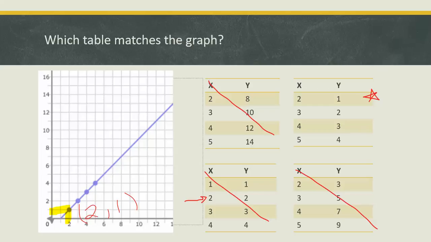Sometimes you won't be able to eliminate them that quickly, so we're going to go ahead and check a couple more points. We can also have over 3 up 2 is correct, over 4 up 3, and 5, 4. This is the correct table.